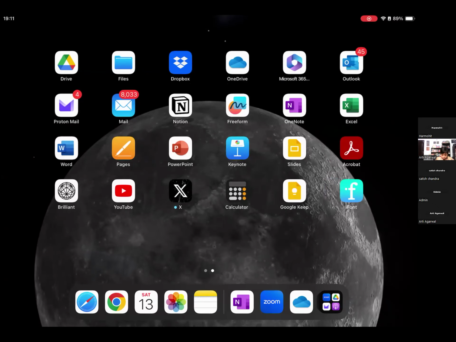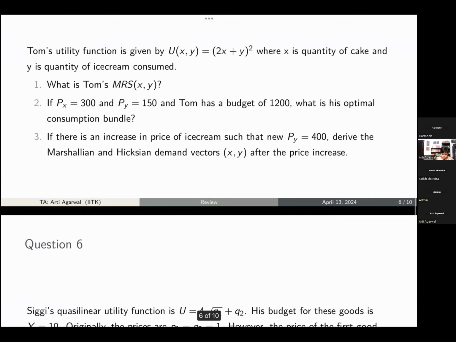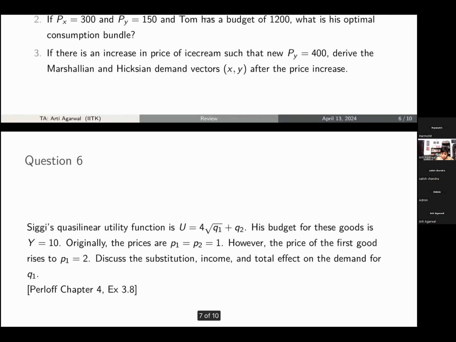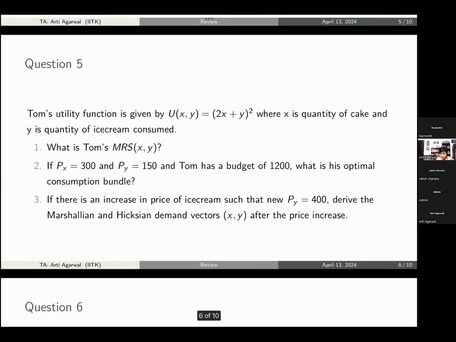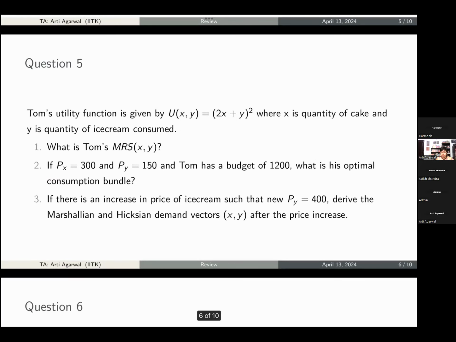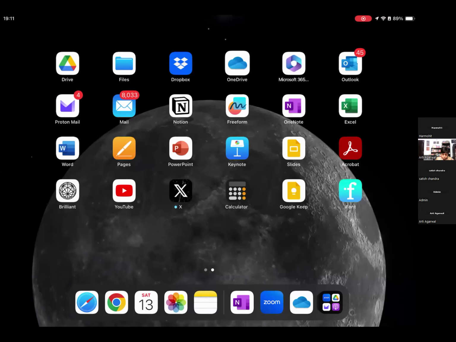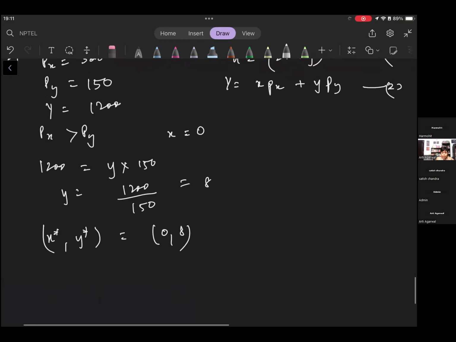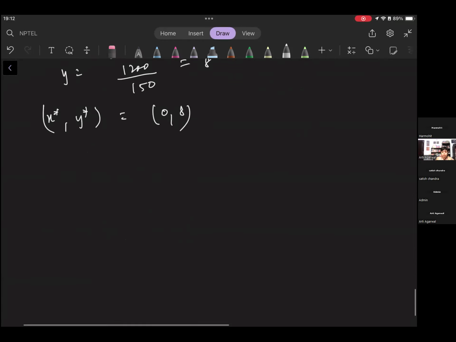Then what is the next part? The question says that there is an increase in the price of ice cream such that Py is now 400. Then you're asked for the Marshallian and Hicksian demand vectors after the price increase. So let's do this step by step. We calculated this before any price increase. This was your demand vector. Now Py prime, we can say, is 400.